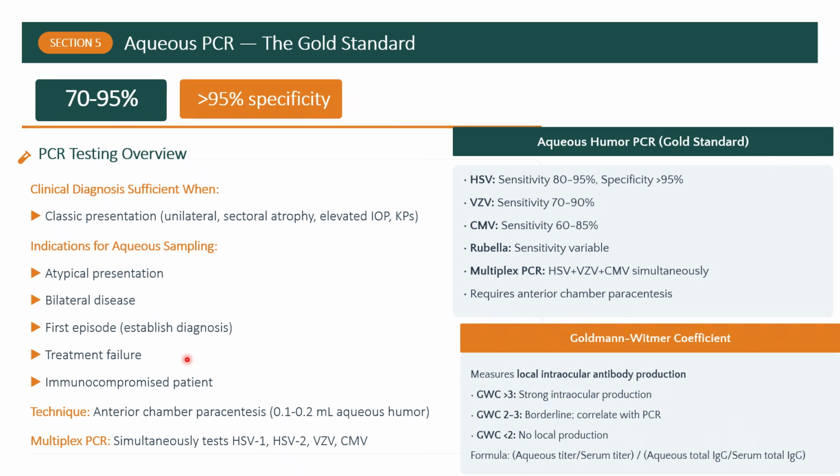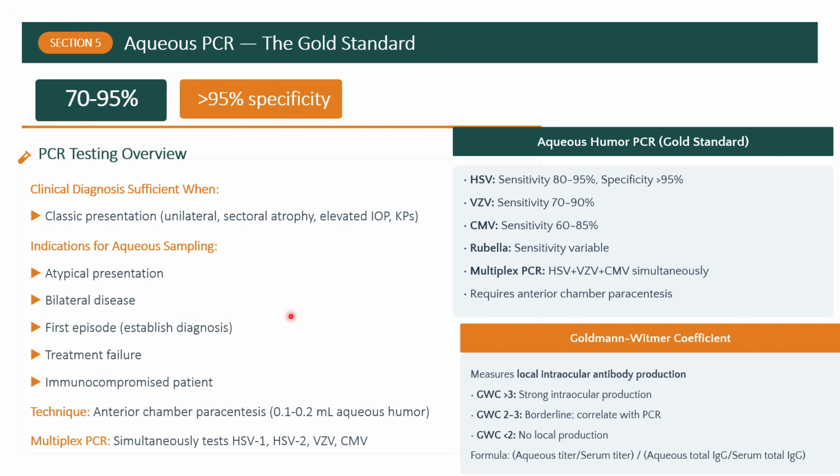so that you can set up your plan for further management, follow-up and prevention of recurrence. Also, if there is failure of treatment, that is, you propose one diagnosis and start the treatment but there is no response, you have to revise your diagnosis, confirm it by laboratory, and do the PCR. In immunocompromised patients, because you are going to use steroids, you have to confirm your diagnosis before you use the steroids. The gold standard is multiplex PCR on an aqueous tap of about 0.1 to 0.2 milliliter. This is important.